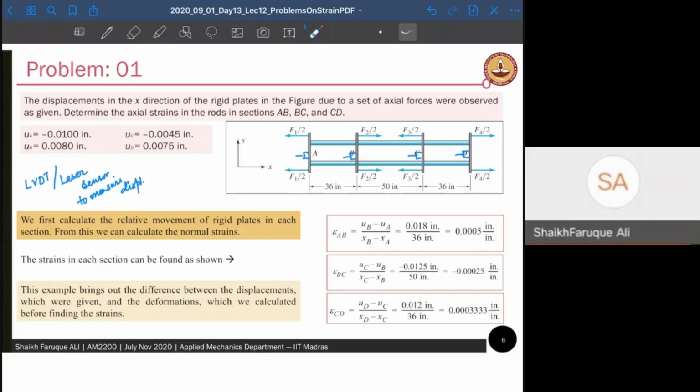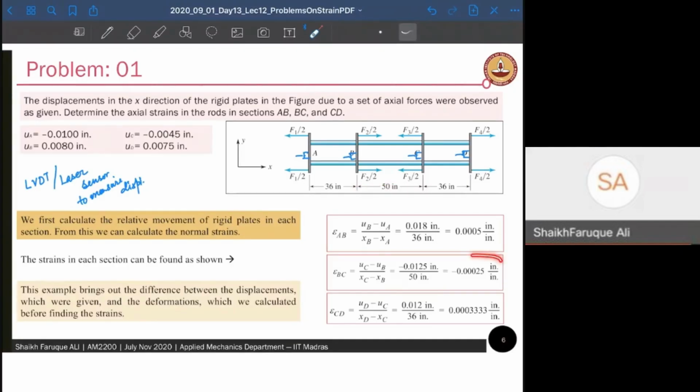Now you have to understand that B has moved along this direction, whereas C has moved along this direction. So it's a compression in the body, right? One side has moved to the right, the other side has moved to the left. So the total deformation is going to be UC minus UB. You put UC equal to minus of this, and UB is also minus of 0.08. So you add them up, you get 0.125 divided by 50, which was the original length.